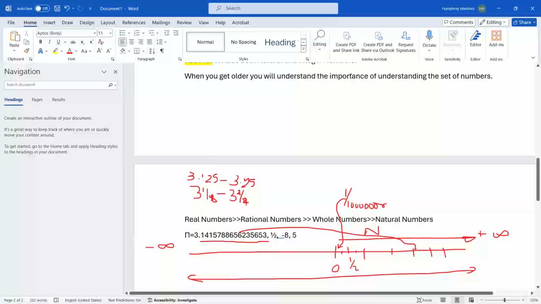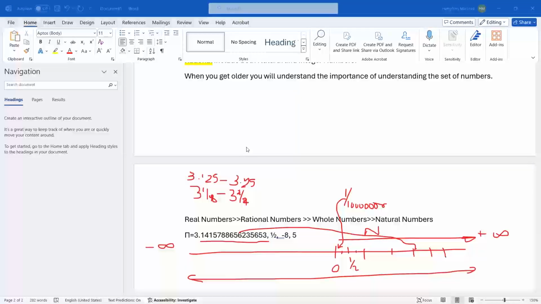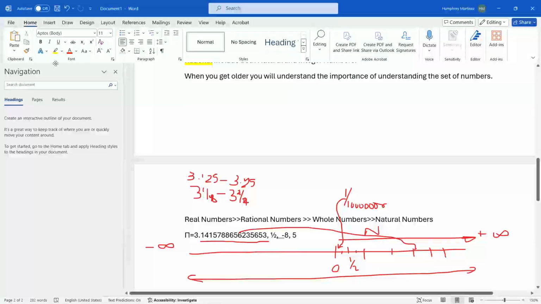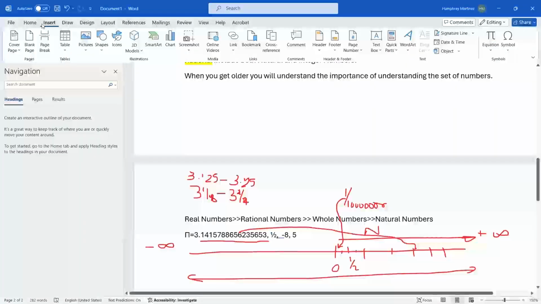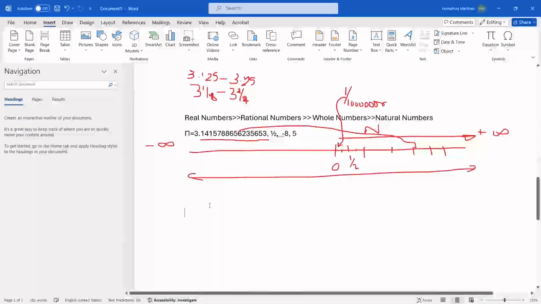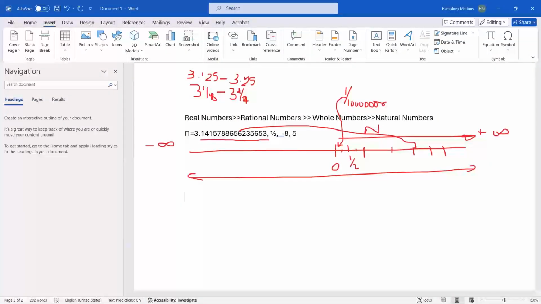Let me ask someone because you are too quiet. Daniela, did you understand this? Yes. Which is the biggest set of numbers? Real numbers. Mm-hmm. And which is the smallest? Natural numbers. Mm-hmm. And can you, Daniela, express for me, for example, the number 100 as a fraction?